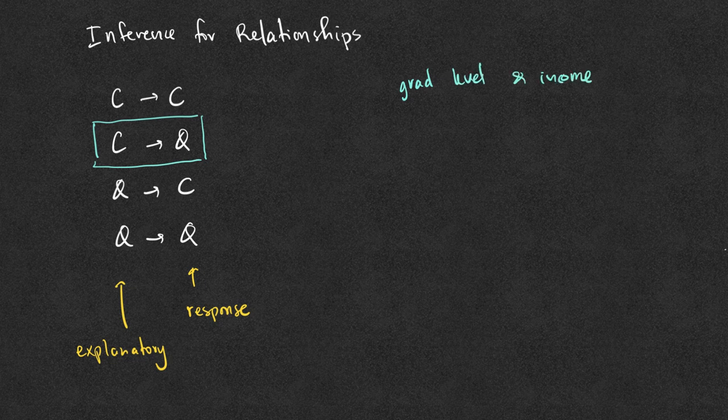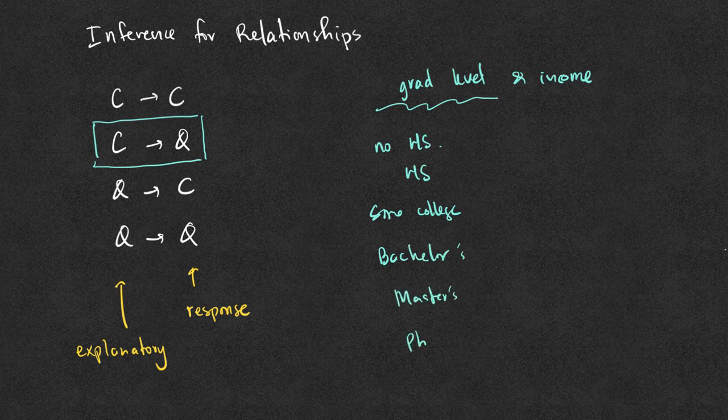Graduation level is a categorical variable because we can group graduation level into many groups: no high school diploma, high school diploma, some college, bachelor degree, master degree, or PhD degree, and so on. And within each of these groups, we will measure the average income.